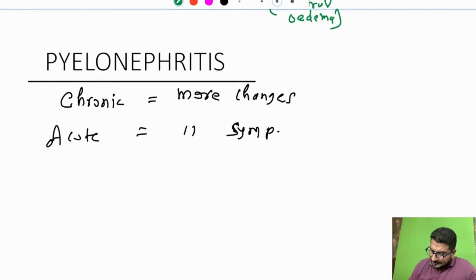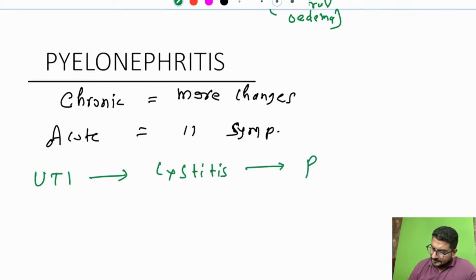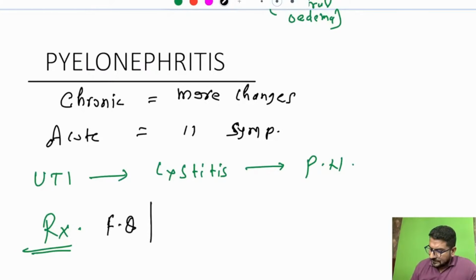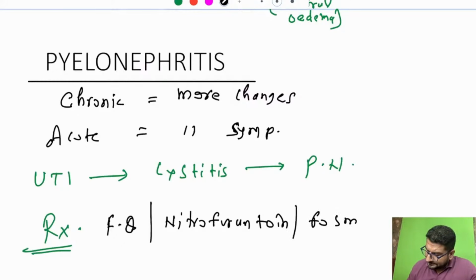So it is basically an ascending infection. So patient को UTI होगा. Untreated UTI can cause cystitis, and untreated cystitis can cause pyelonephritis. And remember, in all these three conditions, we can use antibiotics like we can use fluoroquinolone, or we can use nitrofurantoin. और अगर इससे भी improvement नहीं आ रहा, then we can use fosfomycin.